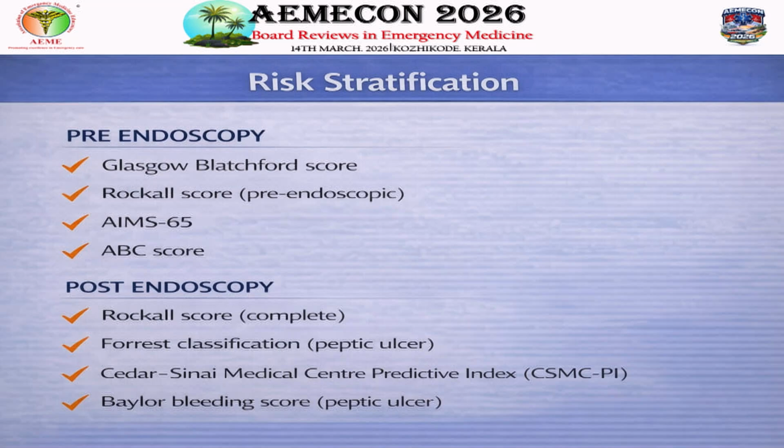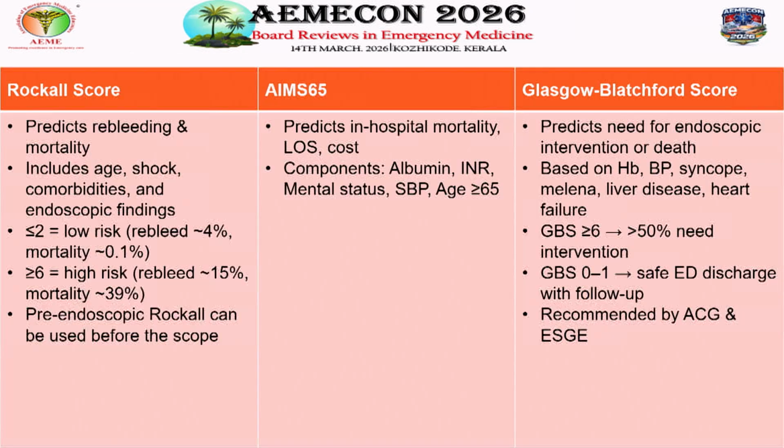Pre-endoscopic scores: if you want to remember one, remember GBS. This is one score which is really, really good. It will predict whether pre-endoscopy intervention is needed or the patient can be discharged. If the score is 0 to 1, you can safely discharge the patient from the ED. So GBS is one good score. If you want to read two scores, then read the pre-endoscopy Rockall score. Post-endoscopy scores, if you have an ED ICU: Rockall score, Forrest score for peptic ulcer, and CSMPI. These scores you can go back and read.